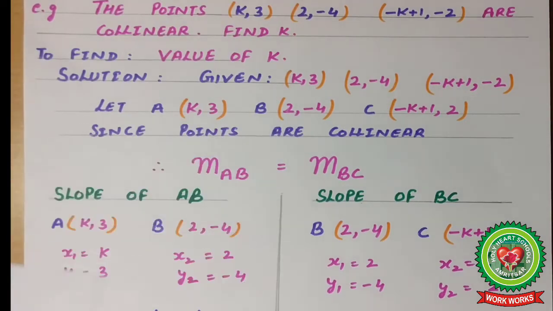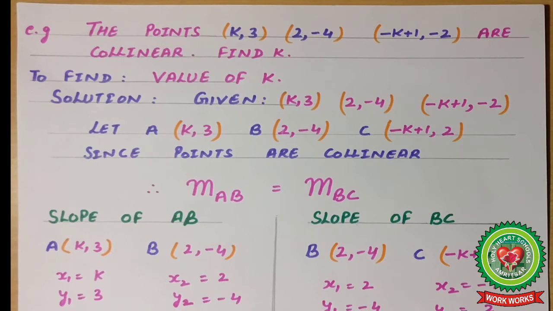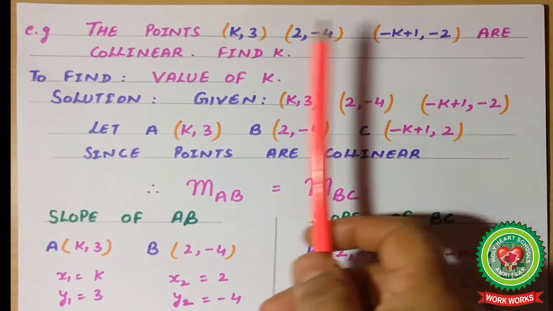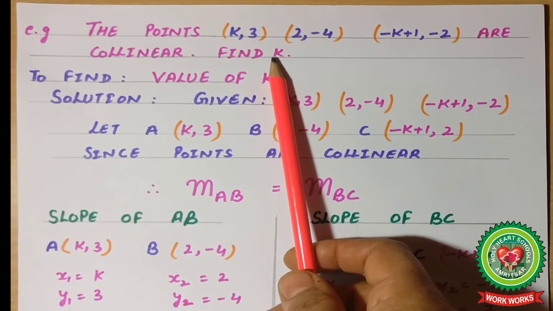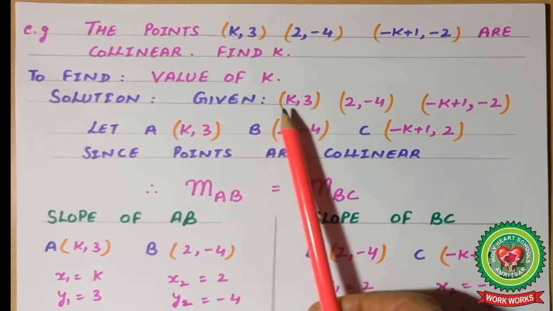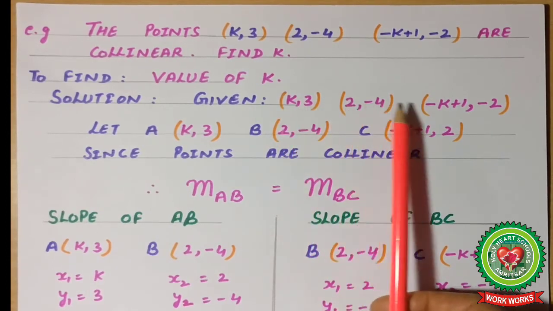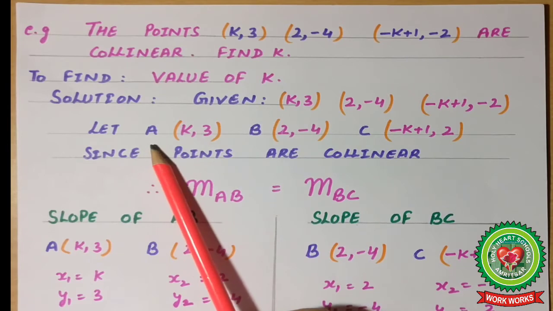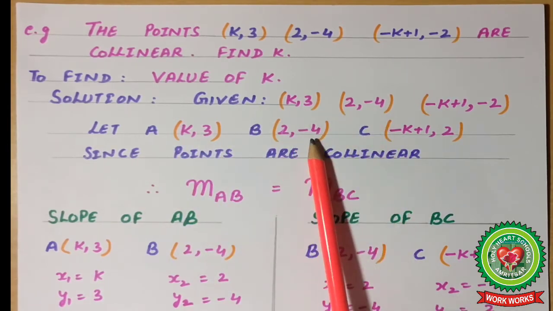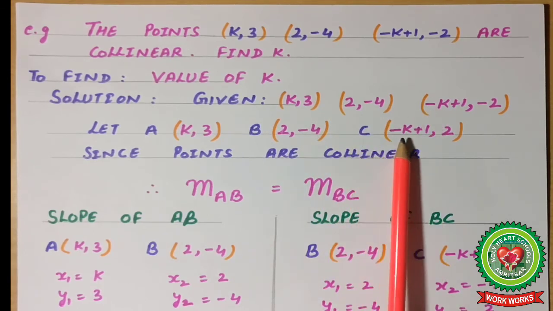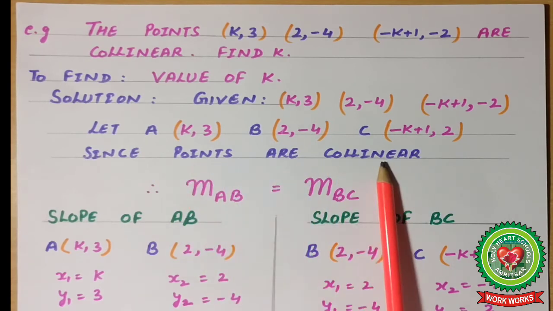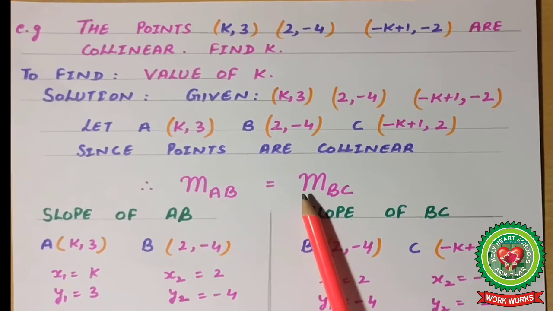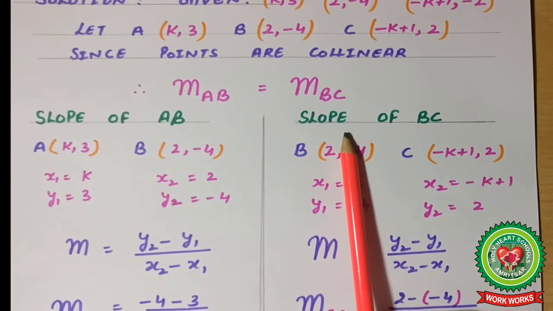Now, let's take one more example in which 2 points have the unknown variable. The points (k, 3), (2, -4), (-k + 1, 2) are collinear. You have to find the value of k. Because the points have no names, first we name them. Let the first point be A (k, 3), second point B (2, -4), third point C (-k + 1, 2). Since the points are collinear, we apply the collinearity condition: MAB is equal to MBC. So we find the slope of AB and the slope of BC.